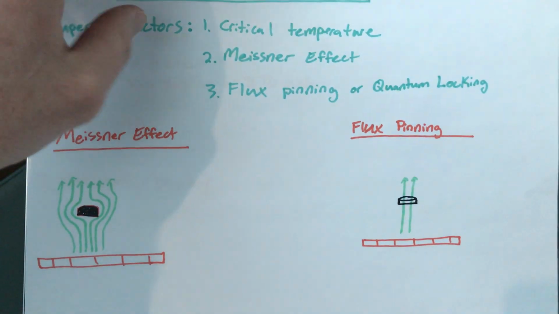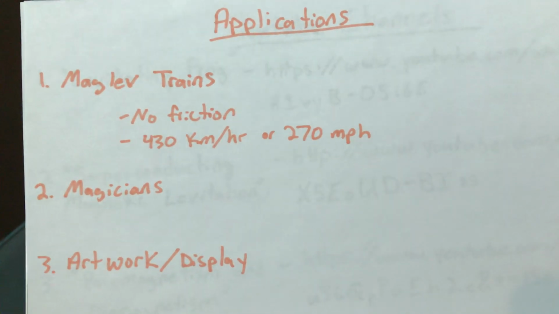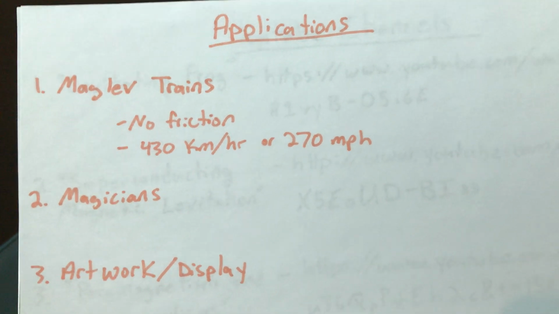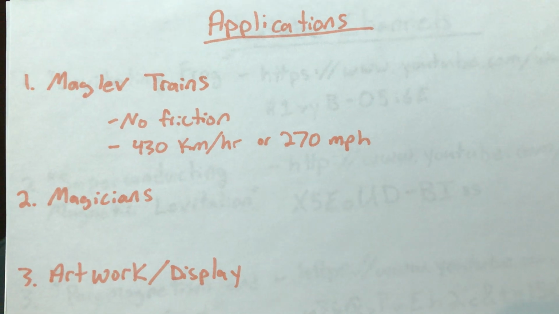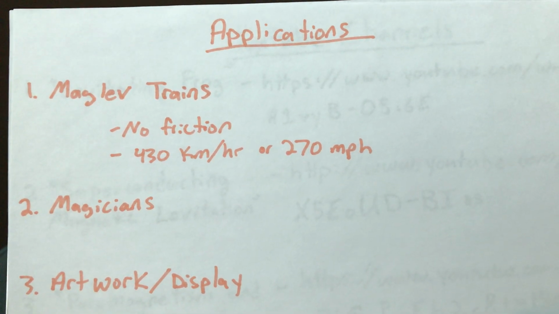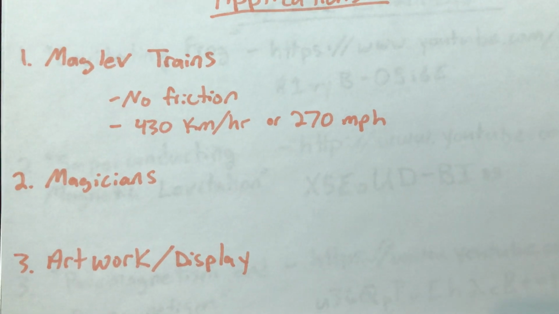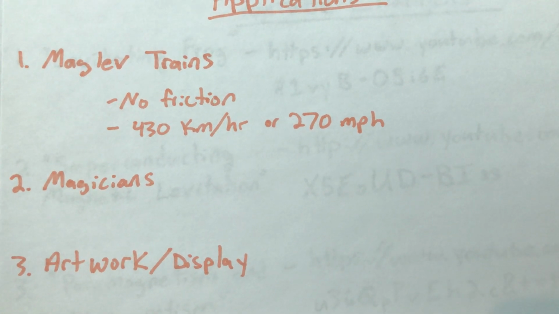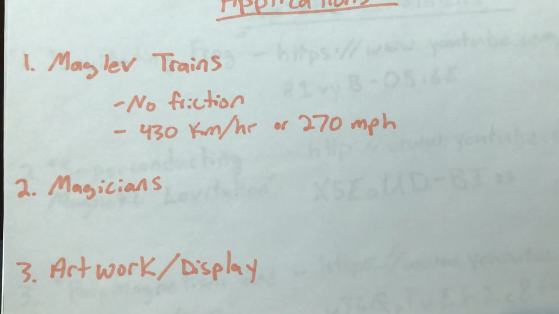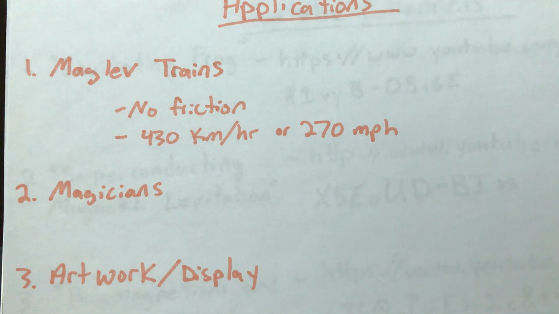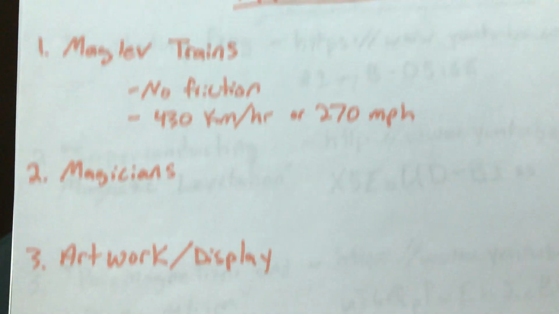So, moving on, a couple applications. Number one is maglev trains. It is very energy efficient. It requires much less energy to use magnets to run a train than it does electricity or coal. There's no friction, and because of that, bullet trains in Japan, or maglev trains, whatever you want to call it, will reach 430 kilometers per hour or 270 miles per hour. So pretty fast.